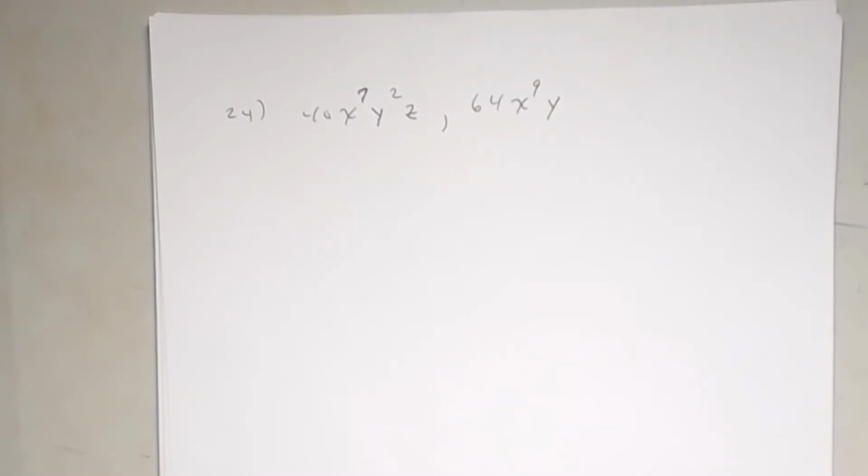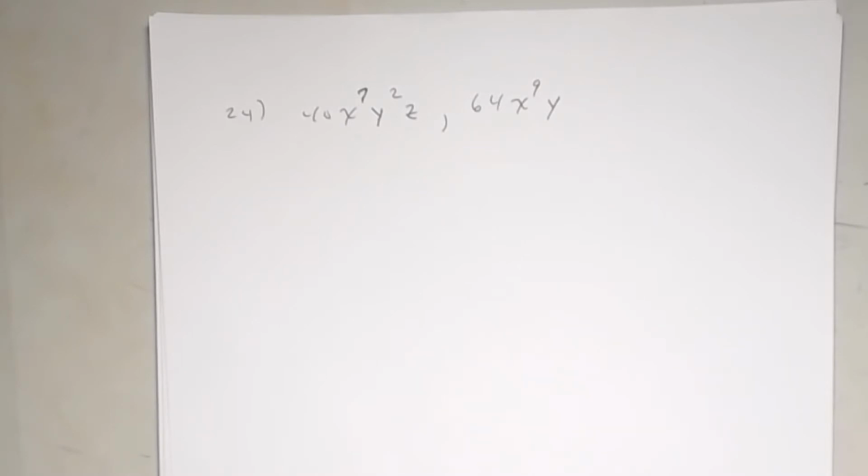So what's the largest number that goes into 40 and 64 evenly? 8. Anybody else? 20? You're telling me that 20 goes into 64 evenly? It can't be 20. Does 9 go into 40 evenly? No. So it's 8. The GCF is 8, and then what are your variables?